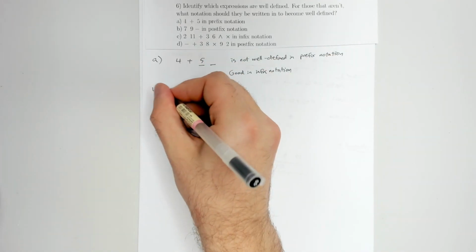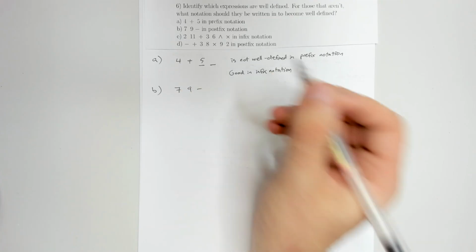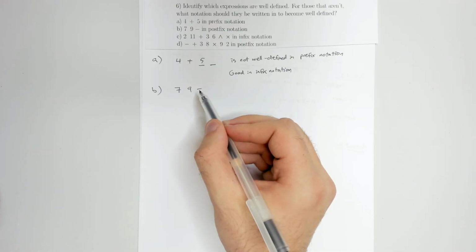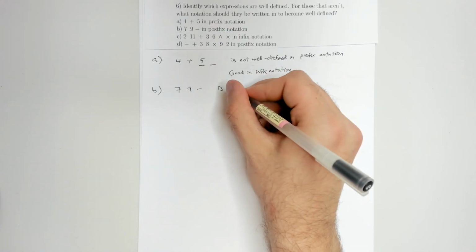All right, let's try part B. We have 7, 9, and then minus in postfix notation. In postfix notation, the operation applies to the 2 numbers to the left of it, and it has 2 numbers to the left of it, so this is well defined in postfix notation.